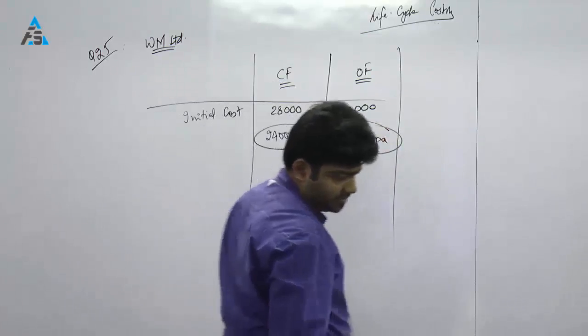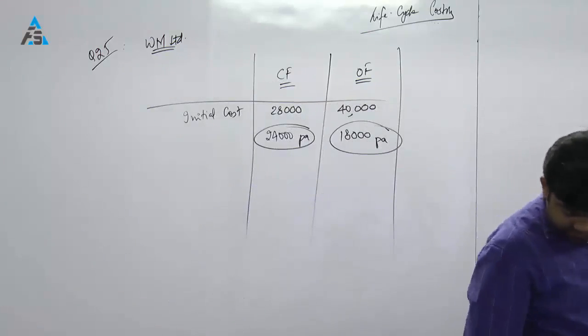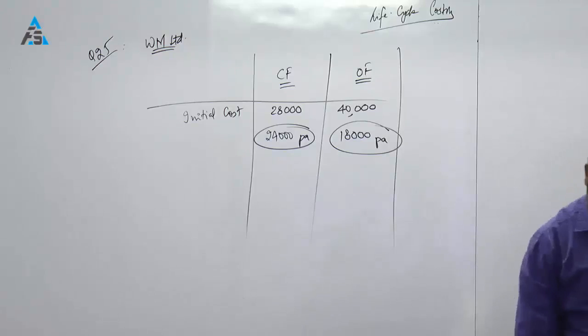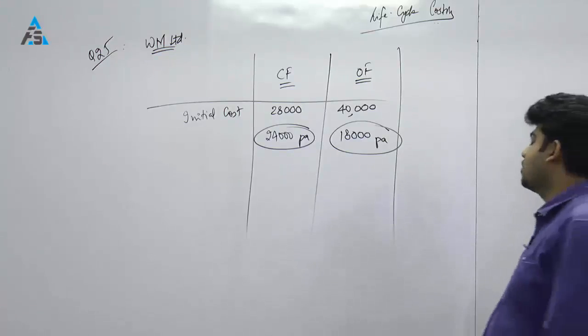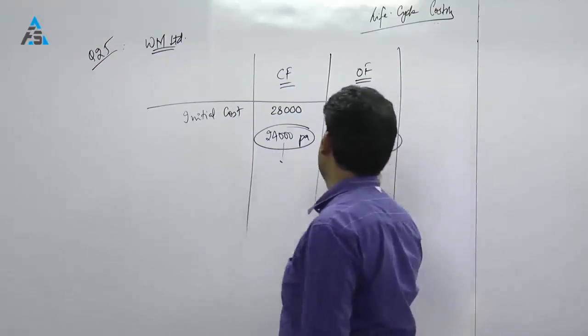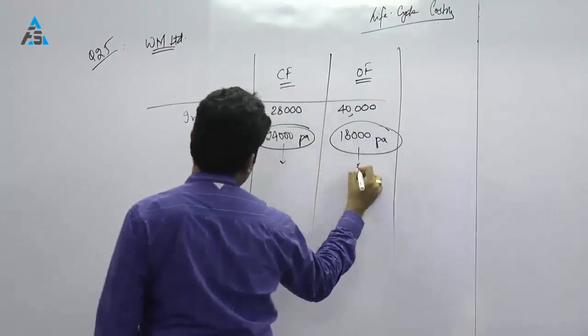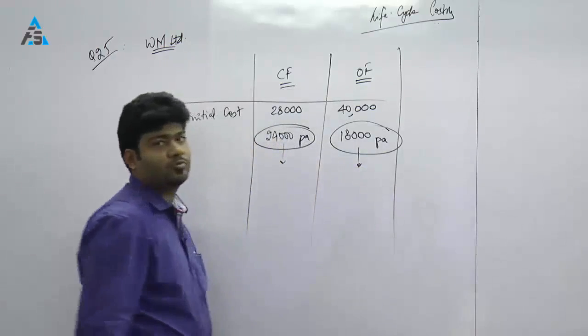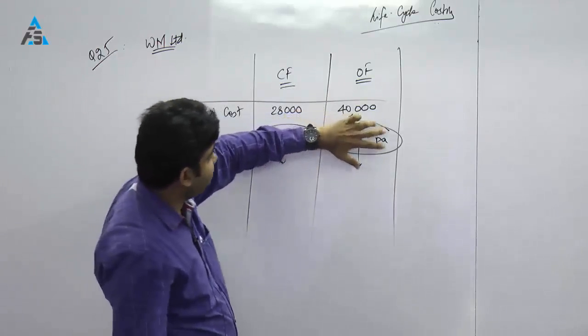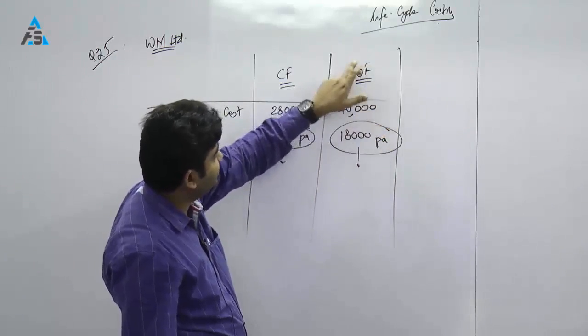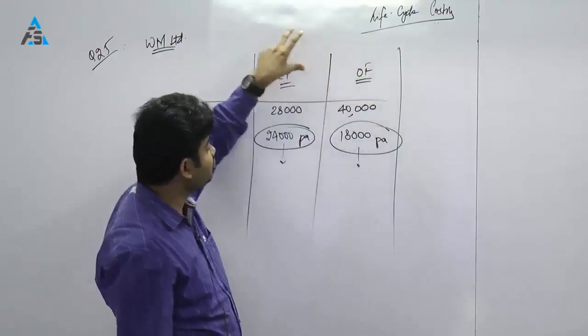Alright, continue. If the company expects the new installation to last for 12 years, which system should be chosen? So this will continue for 12 years. This 24,000 and this 18,000 is going to continue for 12 years. Now, just look at this. Only if this information is given to us, 28,000, 40,000, I will choose CF. Why?